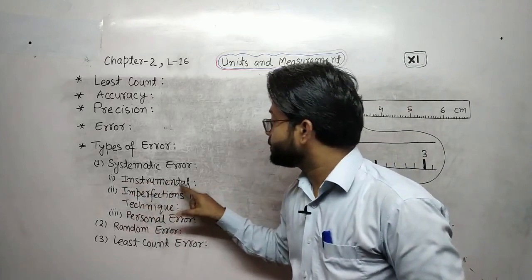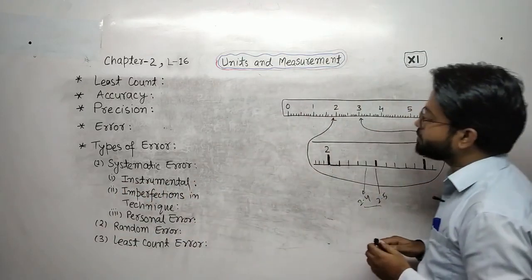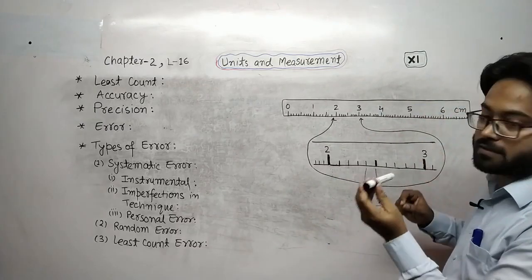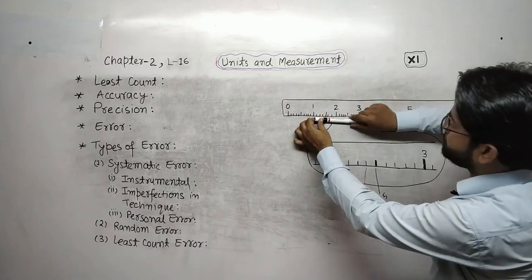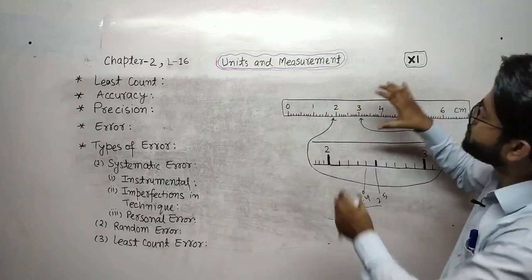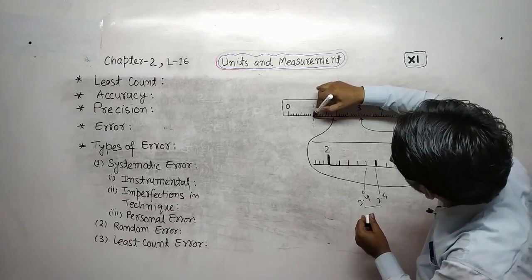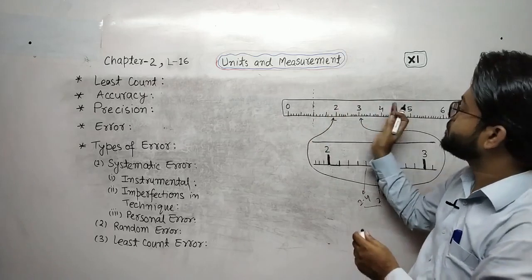But in the instrument, this is the instrumental error. Instrumental error means if you are measuring the marker, if you measure from 1, if you measure from 2, if you measure from 0, let us suppose the instrument is broken from that point, from 1 this instrument is broken.